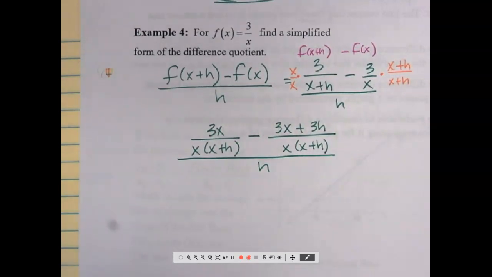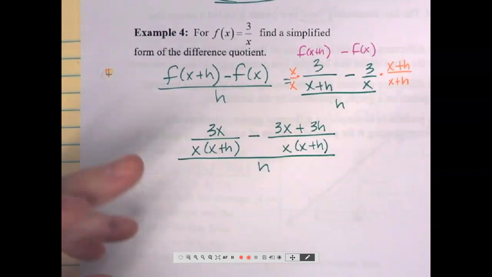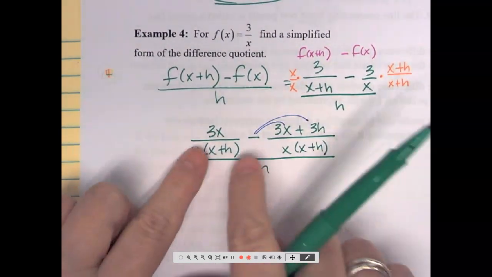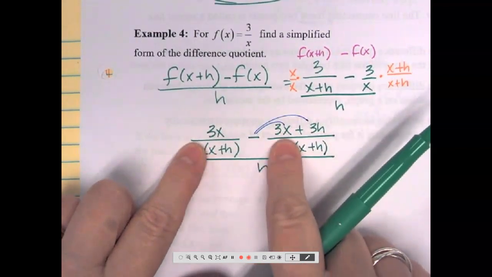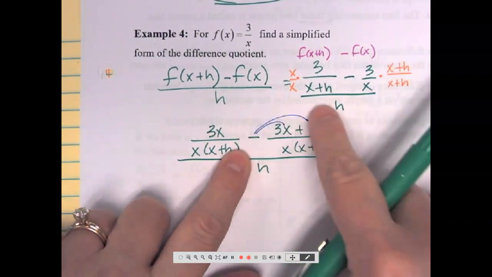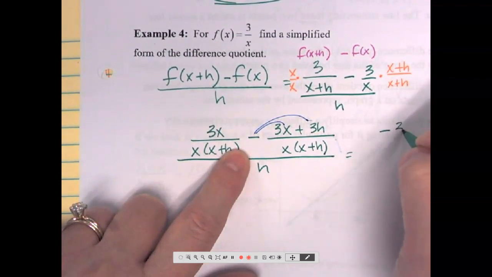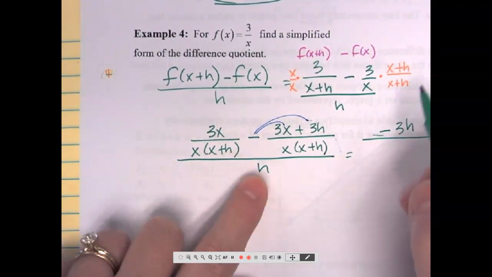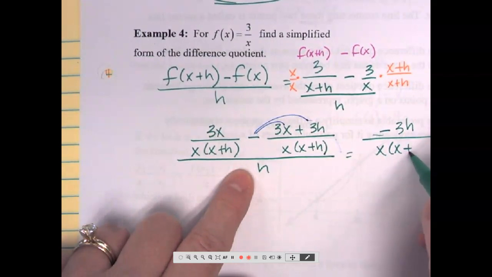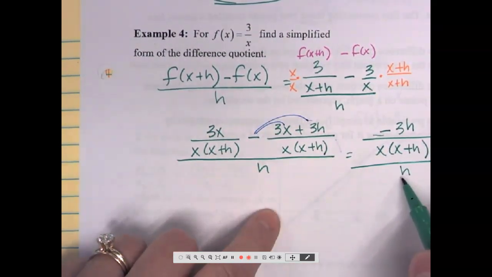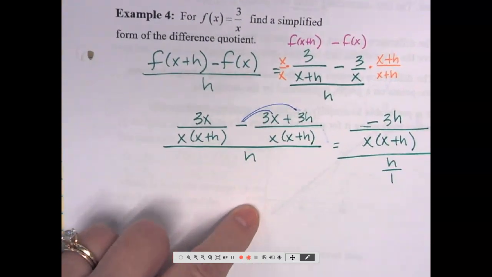Okay, so I have common denominators. Now I can combine them into one fraction. Don't forget that this minus applies to both of these terms. So what is 3x minus 3x? 0. But then I have this minus 3h. So I end up with negative 3h over x plus h, over h. And I'm going to think of that as h over 1.